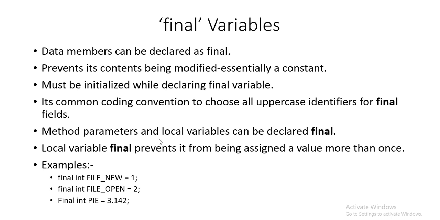Now, the method parameters and the local variables can be declared as final. Just remember, method parameters and the local members within a method can also be declared as final. For a local variable, final prevents it from being assigned a value more than once.